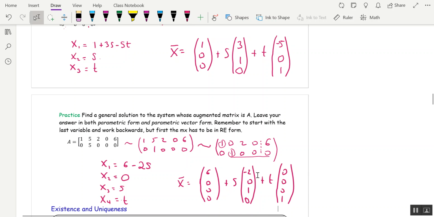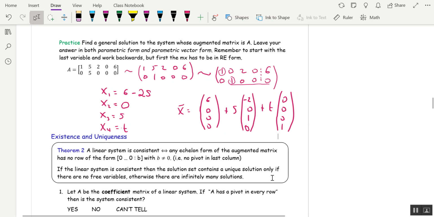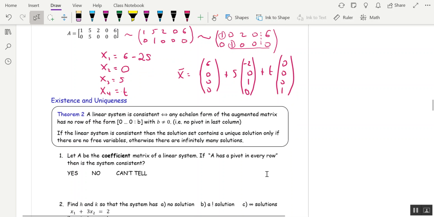Okay, so we'll be doing that for the rest of the semester. A couple more things, existence and uniqueness. We saw this last time.